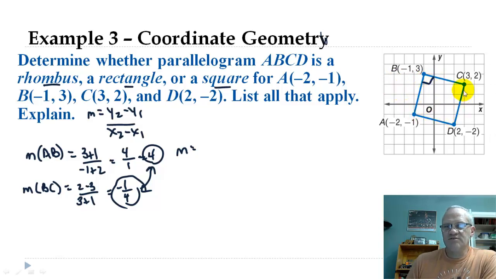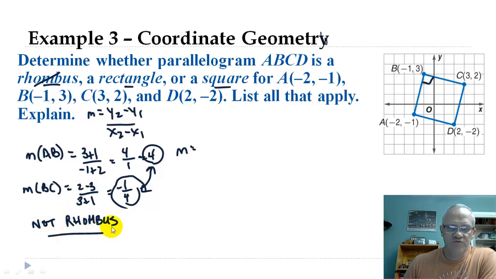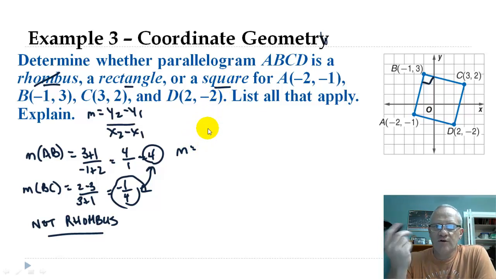If that's 90 degrees, they all have to be 90 degrees in a parallelogram. So the one thing that we proved here is this is not a rhombus. It could be a rectangle or it could be a square. So we've got one more thing to prove here. We've got to figure out if it's a rectangle or a square. So let's think again one more time. What's different between a rectangle and a square?